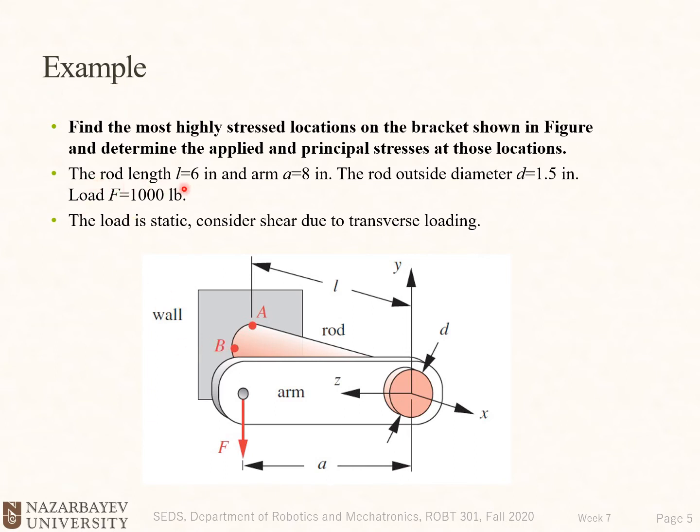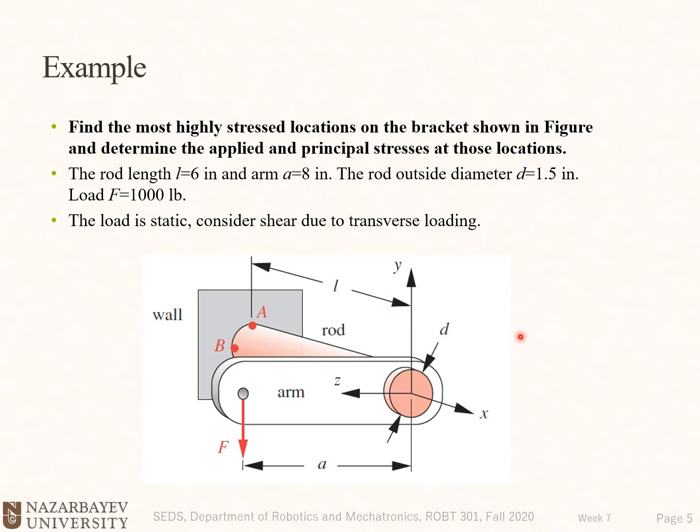Okay, let's get back to our example. The rod length L is 6 inch, and the arm A is 8 inch. The rod outside diameter D is 1.5 inch. And the load F is 1,000 pound. The load is static, and we want to consider shear due to transverse load.